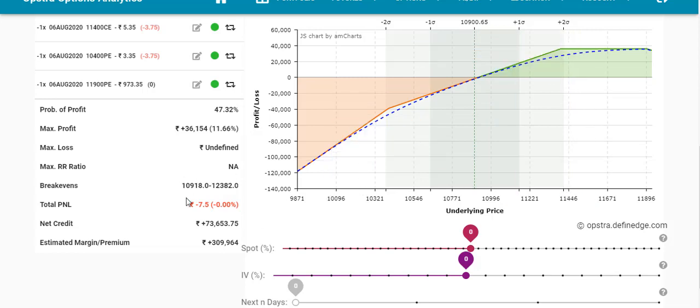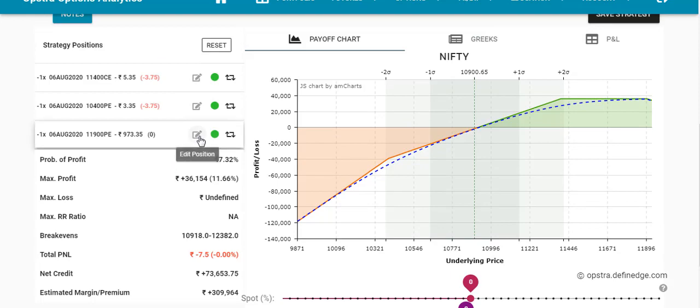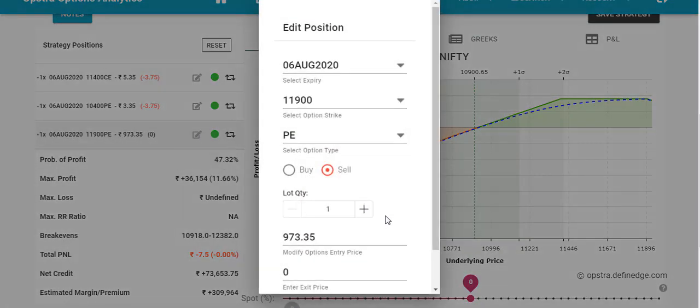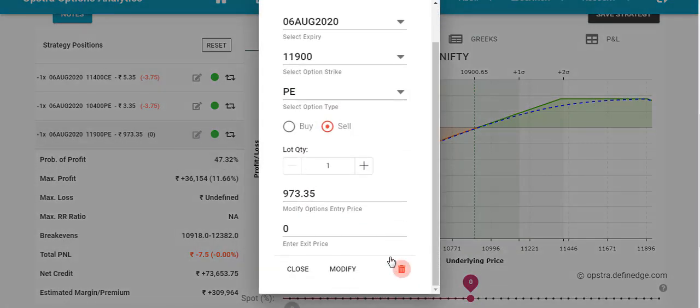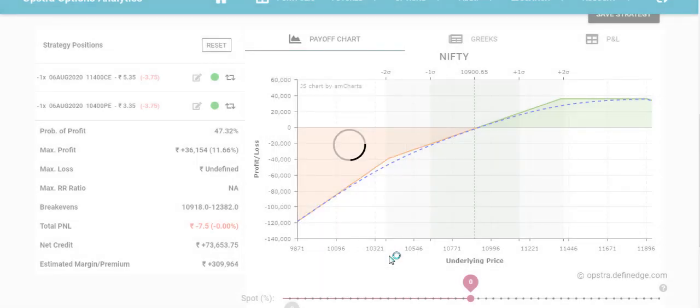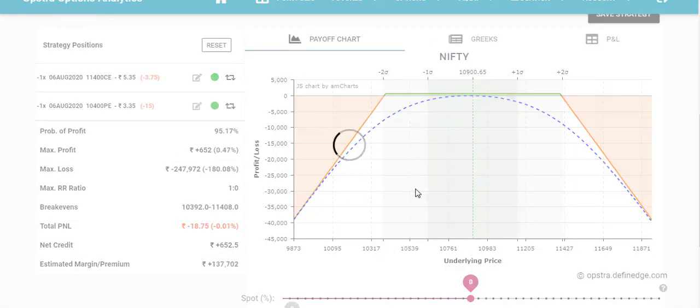If the market is going up, you need to sell the in the money put. Okay, so this is for the upside, and for the downside, let me delete this one first. This is the original strategy.